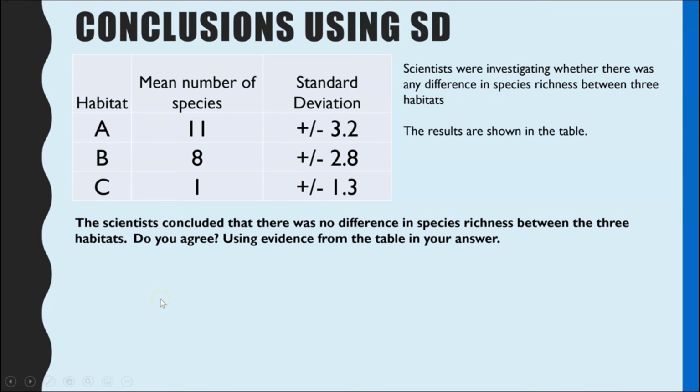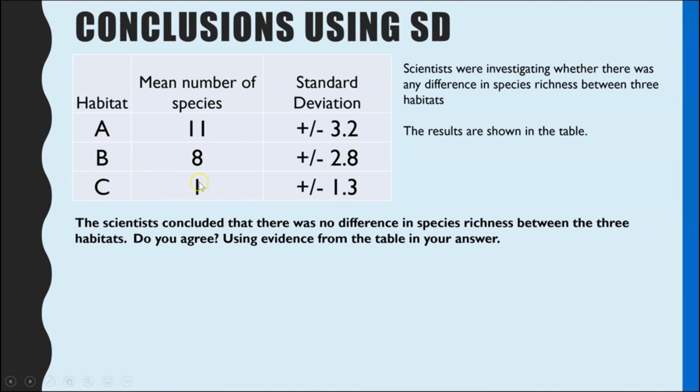So the question linked to it is, the scientists concluded that there was no difference in species richness, or mean number of species in the habitat, between those three habitats. Do you agree? And use evidence. Now, whenever you're asked, do you agree with the conclusion, that is saying evaluate the conclusion. So you need to pick out evidence which does support the conclusion, but you also need to pick out evidence which does not support the conclusion. So they're not literally asking, give a yes or no answer. It normally means provide supporting evidence and evidence that contradicts as well.